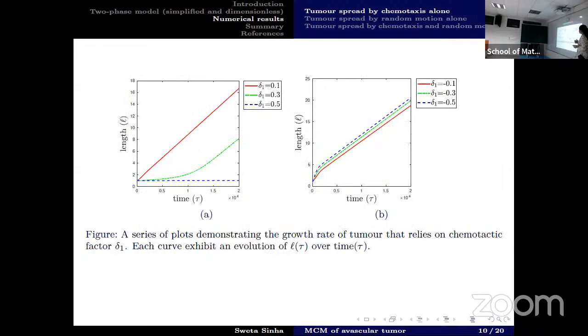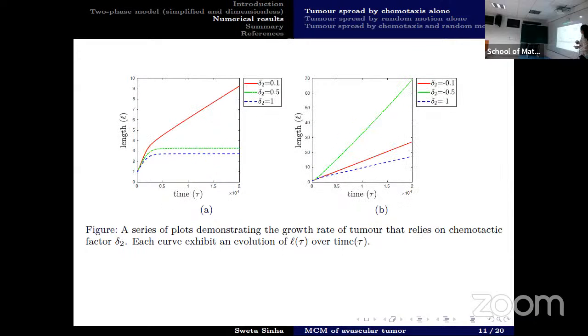Now, when we increase delta 1 positively, 0.1, 0.3, 0.5, we see that as we increase it, the growth rate of the tumor is slowly decreasing. And in figure 2, if we decrease it in the negative part, we see the growth rate of the tumor is decreasing and it is moreover moving linearly.